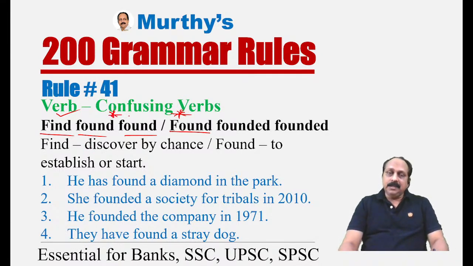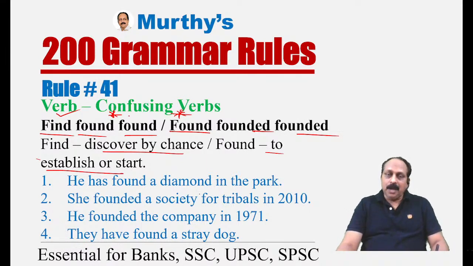But based on this, we have another verb. Found, founded, founded. This is a regular verb and the other is an irregular verb. And the meaning also changes. Find, found, found means what? To come across or discover by chance. Whereas found, founded, founded means to establish or start. Find something, find someone, discover by chance, accidentally. Found means to establish or start. Usually it goes with a company, an organization, anything for that matter.